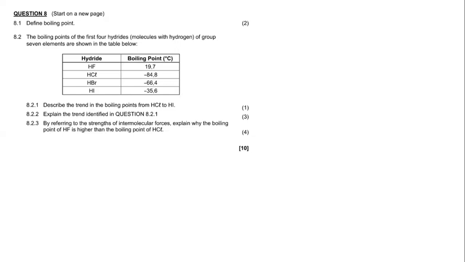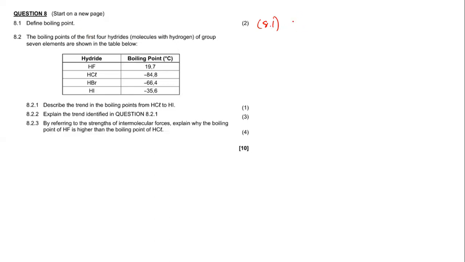But now, what is this boiling point? It is the temperature at which the vapor pressure of a substance will be equal to the atmospheric pressure. Now I'll explain that so that it can make sense, okay? Let's answer it first and then I'll do the explanation. So now question number 8.1 says, define the boiling point.